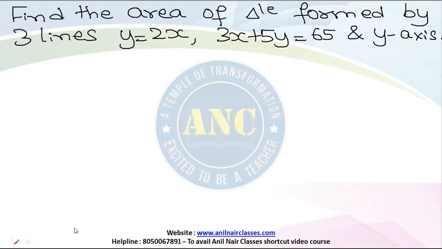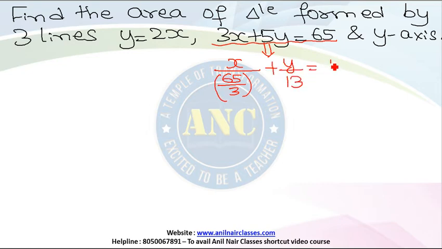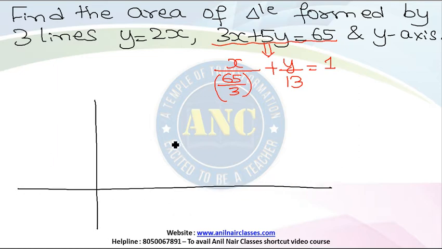Now see here, before we draw the coordinate axes, 3x plus 5y is equal to 65 means divide by 65 on both sides. This becomes x divided by 65 by 3 plus y divided by 13, equal to 1, since 65 by 65 is 1. Now see here, if I draw the coordinate axes, for your better understanding, this will be like this.